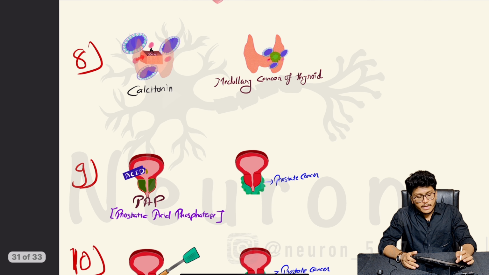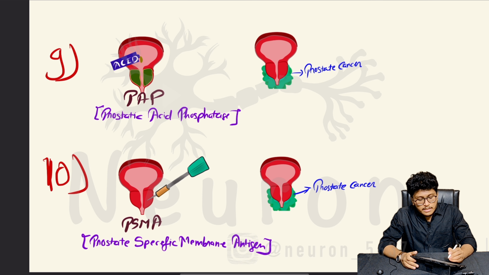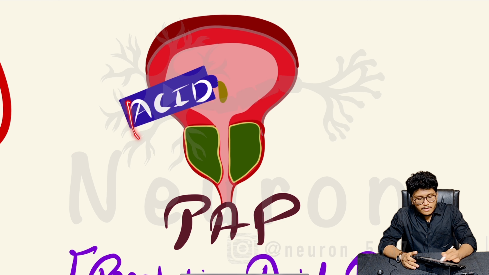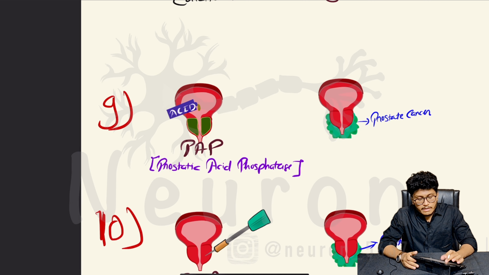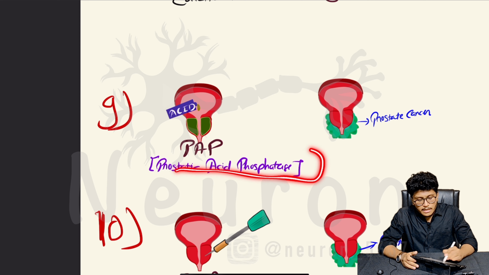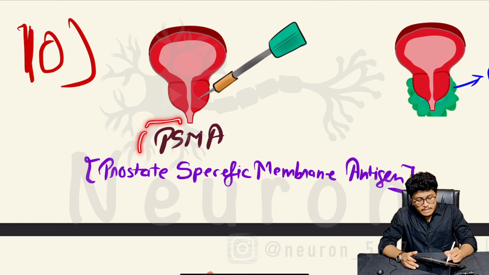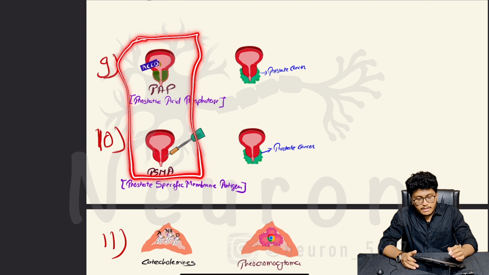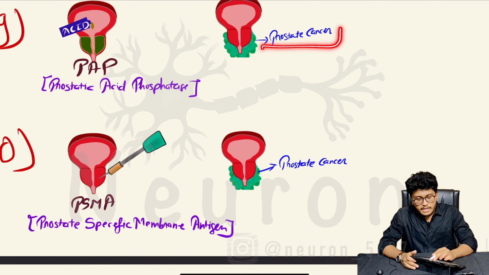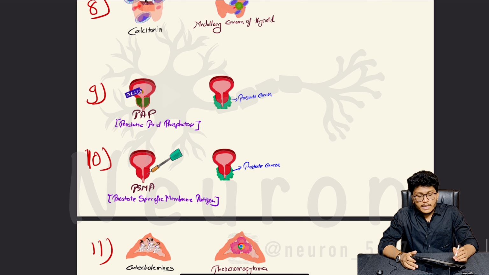Now let's move to the next tumor markers. So this is the prostatic acid phosphatase. As you can see, this is a prostate and this is acid and phosphatase. So you can remember prostatic acid phosphatase and prostate-specific. I have told you that we will use this symbol as specific. So prostate-specific membrane antigen. These two tumor markers will be seen in prostate cancer. Now let's move to the next tumor markers.